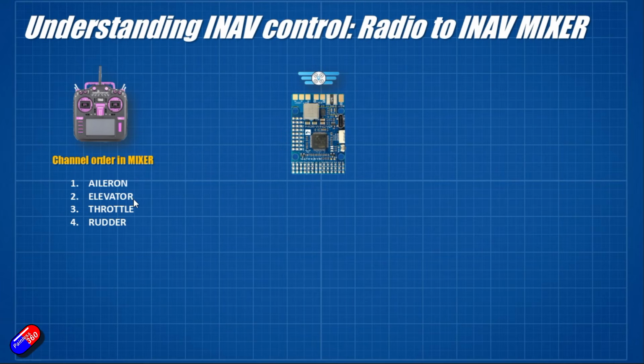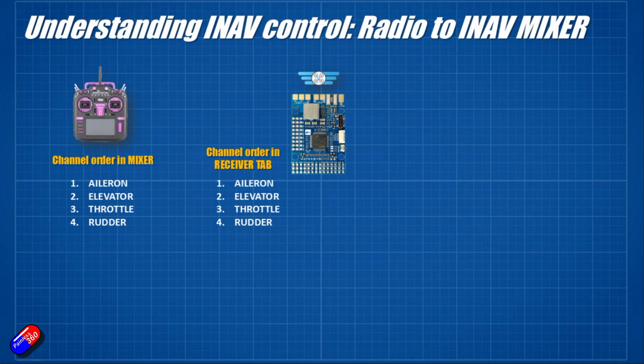It can be AETR, there's also another couple of others, but I would recommend when you're setting your radio up, set it up in this way. Check it in the mixer and check in your output screen on your radio that as you move the aileron on the radio, the first channel is the one that moves. As you move the elevator, the second channel, etc., etc. Do not do any mixing on the radio. Even if it's going to be a wing or something else, all of that mixing is done in INAV.